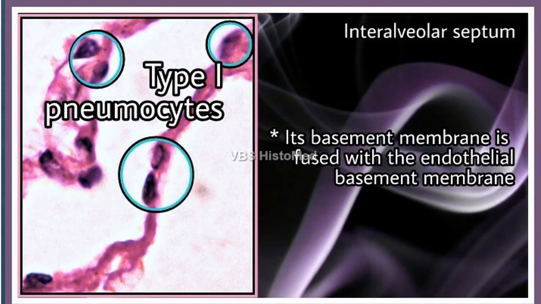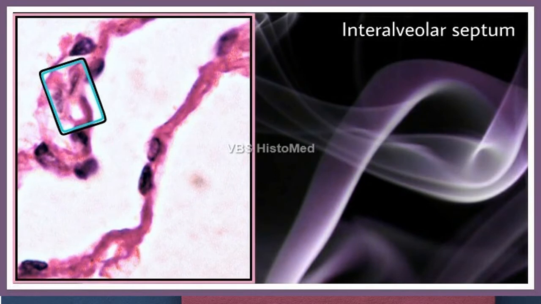Next, being very thin, there are additional mechanisms adding to this thinness of the alveolar septum. The basement membrane of type 1 pneumocytes is virtually plastered to the basement membrane of the capillary endothelium. As a result, it's a fused basement membrane. This reduces the thickness of the basement membrane and further enables easier gas exchange.